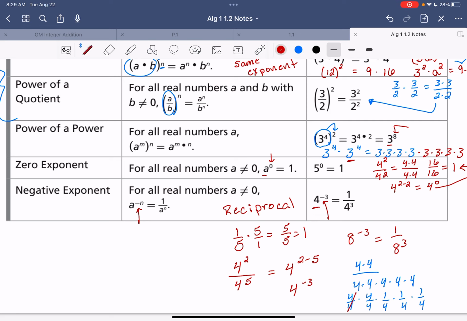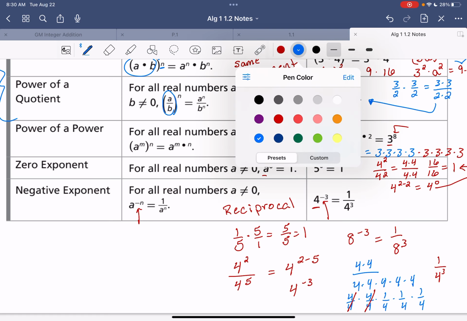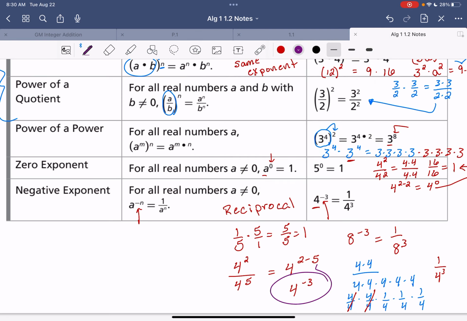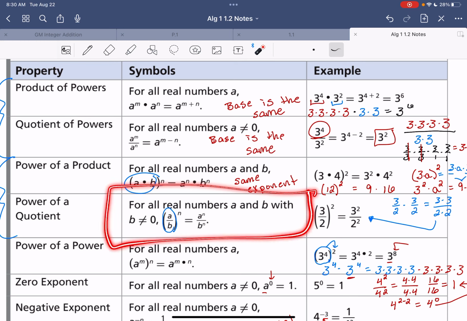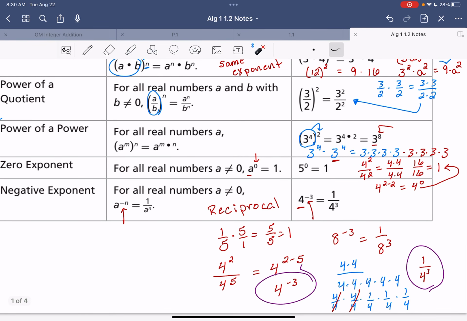Well, that's 1, that's 1. I'm left with 1 over 4 to the 3rd. So therefore, this and this have to be mathematically equivalent, again, for this quotient of powers rule to work. Anything to the negative exponent.